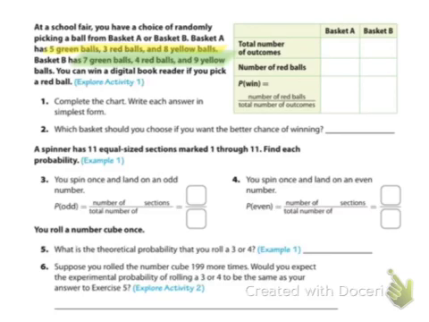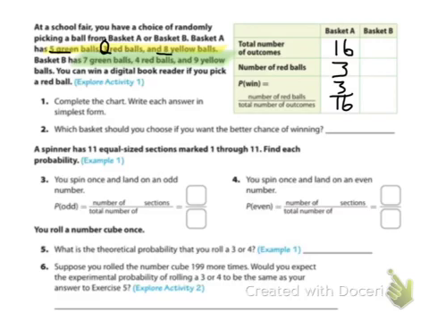So let's look at that. Step 1 says simply complete the chart, write each answer in simplest form. So basket A, total number of outcomes. Well, we have 5 green, 3 red, and 8 yellow. We count those up. 5, 3, and 8, that is 16. How many of them are red? Well, that's right here. There are 3 red ones. So the probability is the number of red balls. That's 3 over 16.